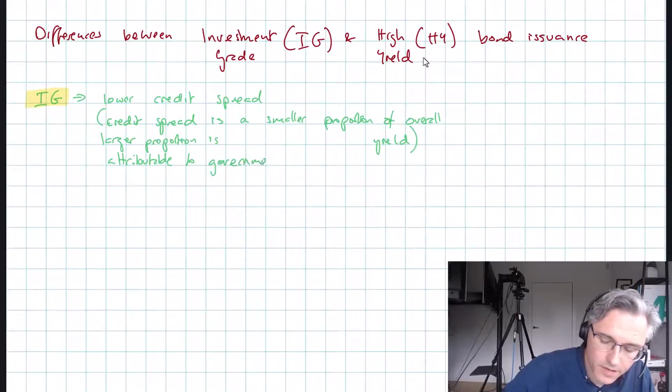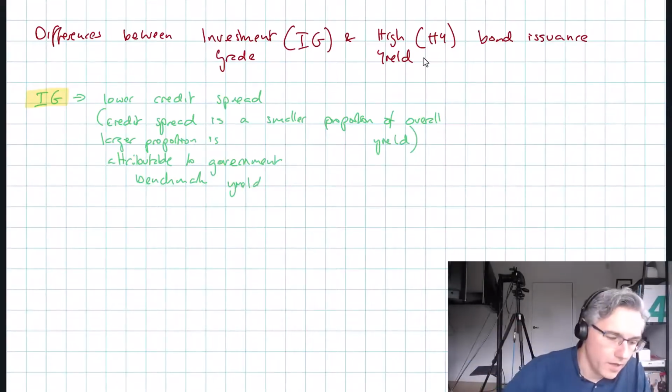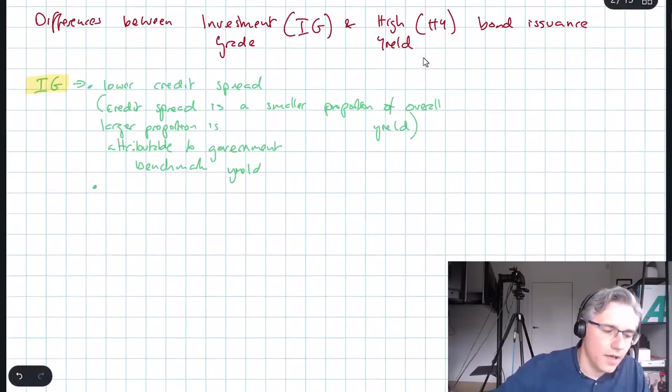Government benchmark yield, which was the basis for computing any yields. When that goes up, everything else goes up as well. Now, from a different perspective, okay, so we have lower credit spread, brilliant.